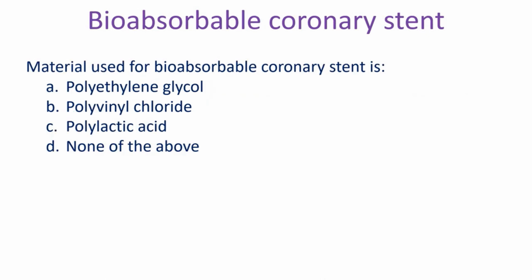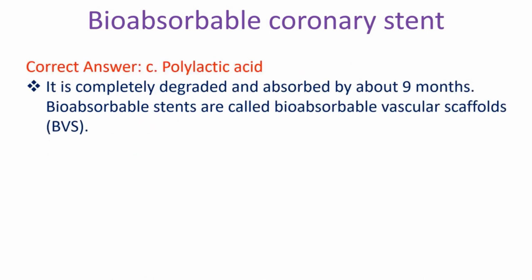Material used for bioabsorbable coronary stent is A. polyethylene glycol, B. polyvinyl chloride, C. polylactic acid, D. none of the above. Correct answer C. polylactic acid. It is completely degraded and absorbed by about 9 months. Bioabsorbable stents are called bioabsorbable vascular scaffolds.